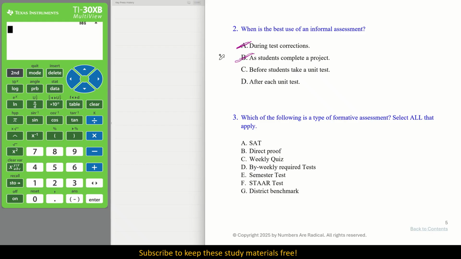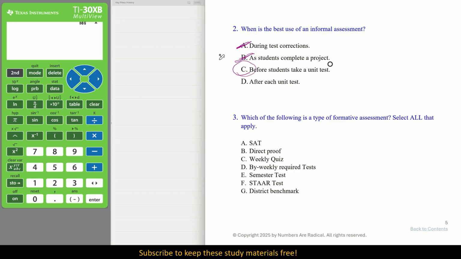Let's look at C. Before students take a unit test. Well, I agree with that because technically a project can be a unit test. Absolutely. You're at the end of a section, a unit, or some chapter, and you've given them the information. They've got all the abilities now. Can they follow through with a real world situation? So I'm thinking C is good.